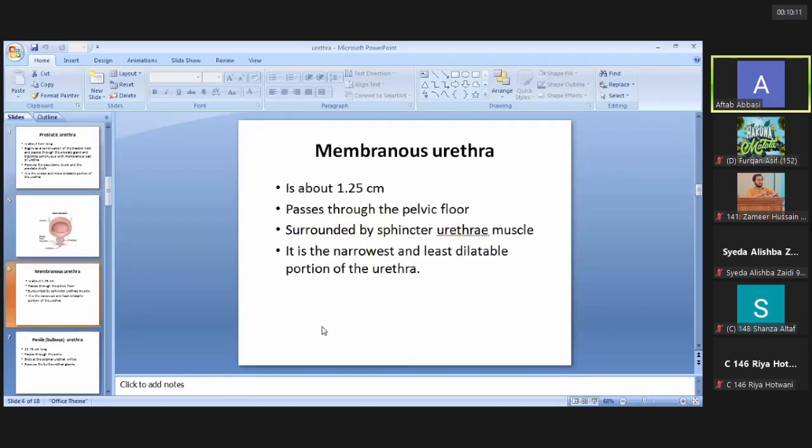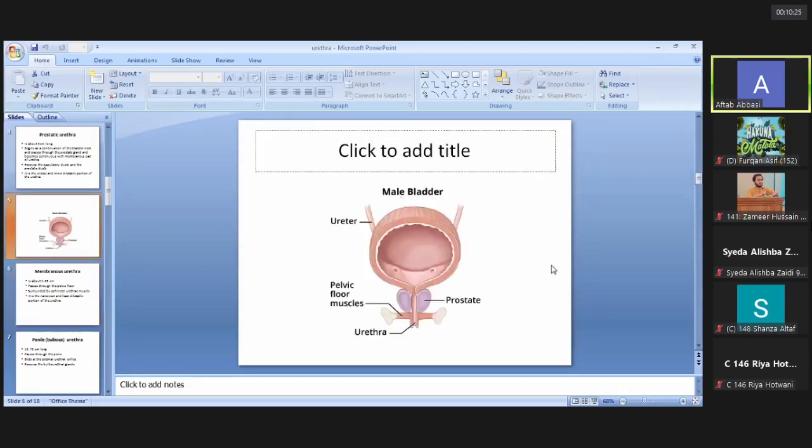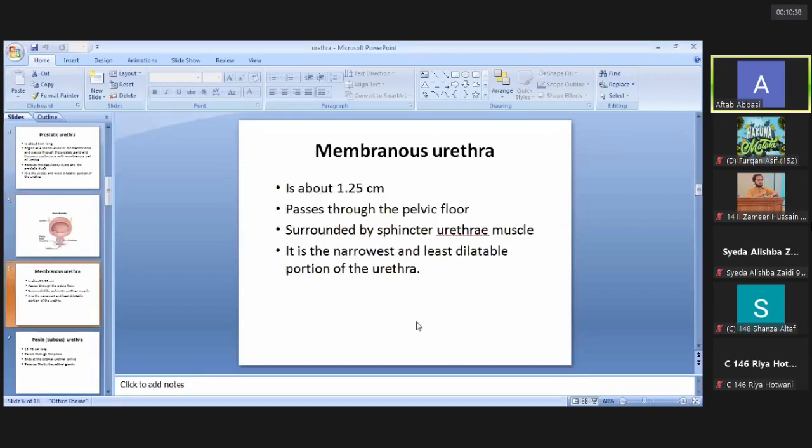The second part of the male urethra, known as the membranous urethra, is about 1.25 centimeters. This is the part that passes through the pelvic floor, or the pelvic diaphragm. See again in this figure, here is the pelvic floor that is composed of different types of muscles. When the urethra passes through this pelvic floor, this part is known as the membranous part of the urethra. So it is only about 1.25 centimeters in length.